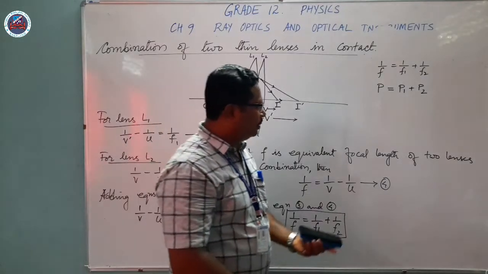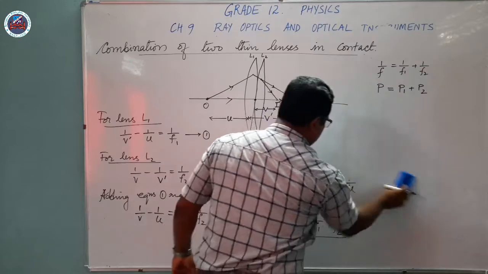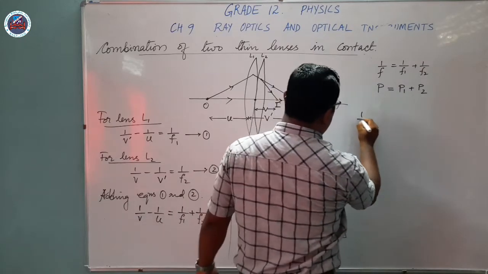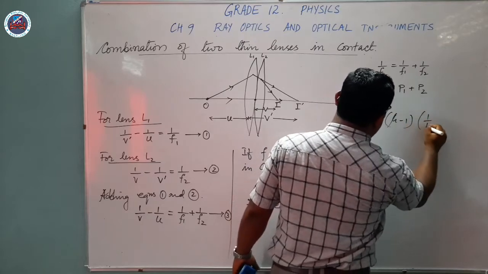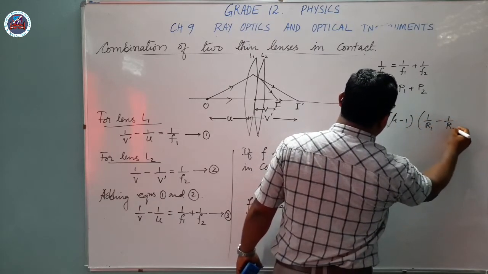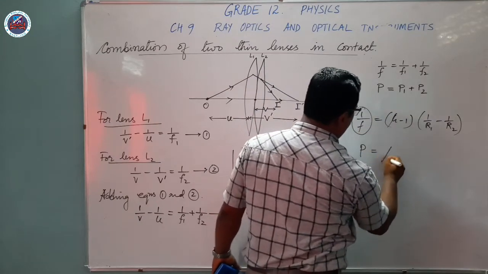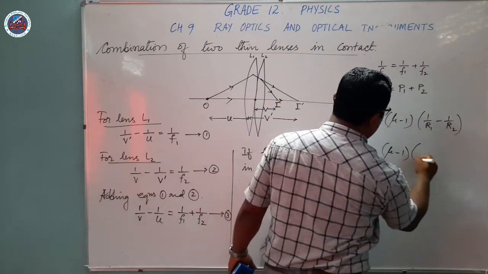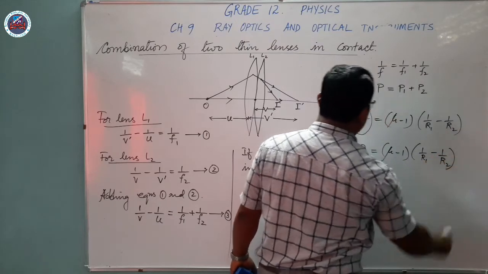You can even get one more relation here. Your Lensmaker's formula, 1 by f is equal to mu minus 1 into 1 by r1 minus 1 by r2. This one also is an expression for power. You can calculate power with this formula as well.